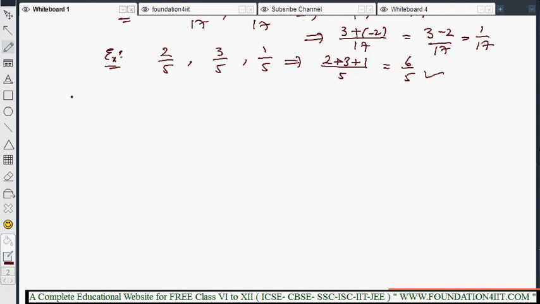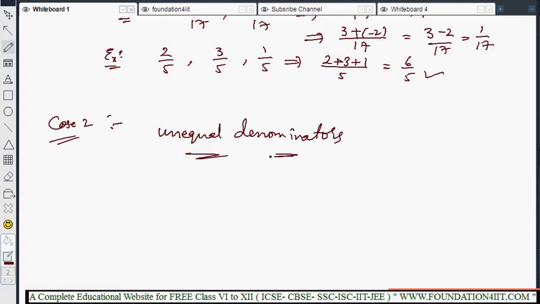Now case 2. If you observe, most of the problems will be in case 2. We'll see and understand clearly how to solve. This is when the given rational numbers have unequal denominators. So when the denominators are unequal, how do we add? In this case, we find the LCM of the denominators and express each of the given rational numbers as equivalent rational numbers having the LCM as the denominator. We have discussed equivalent rational numbers in the previous topic.